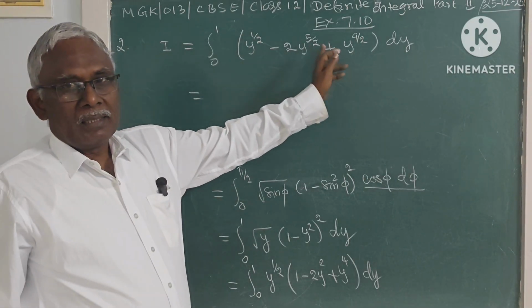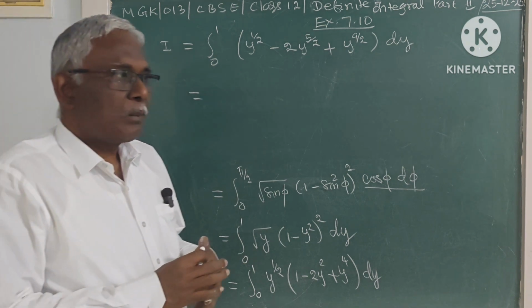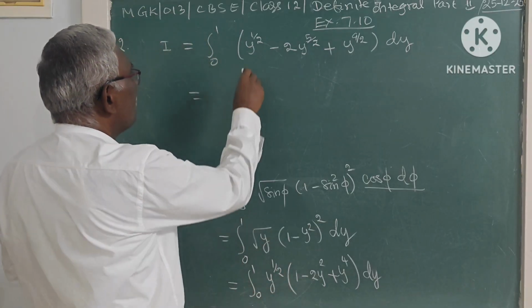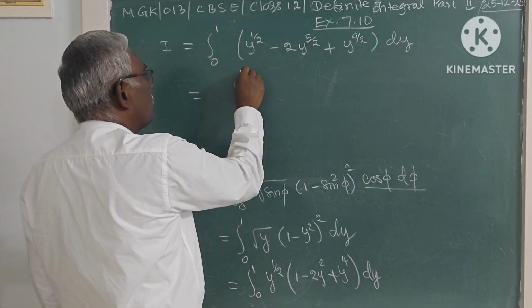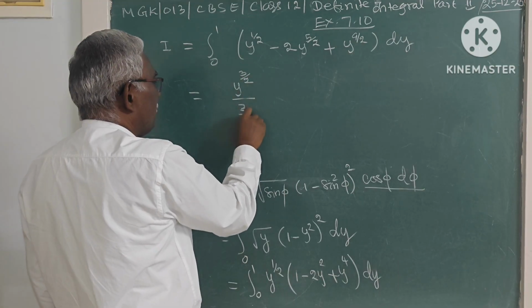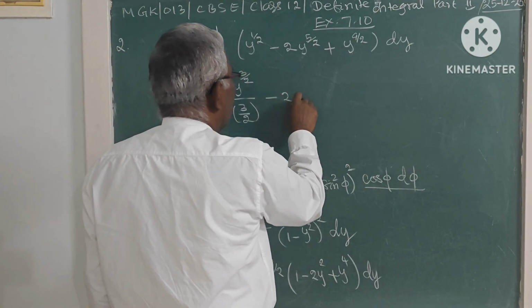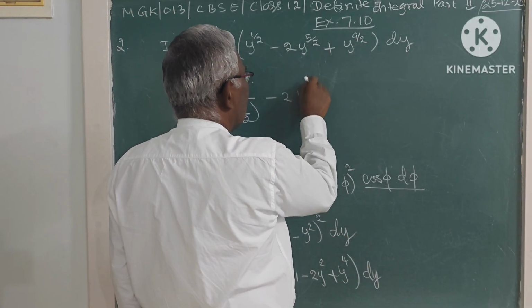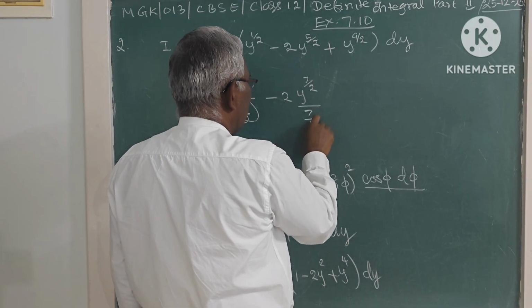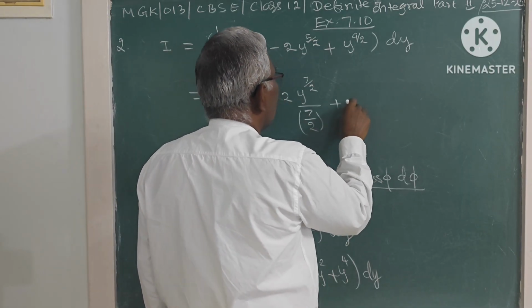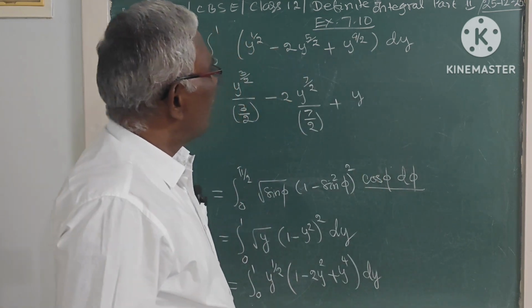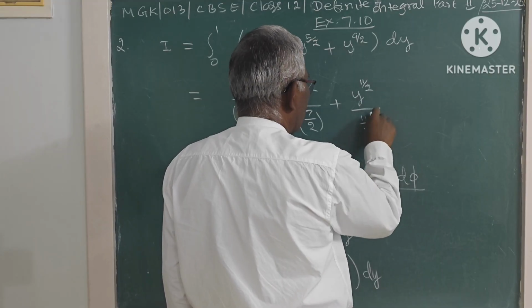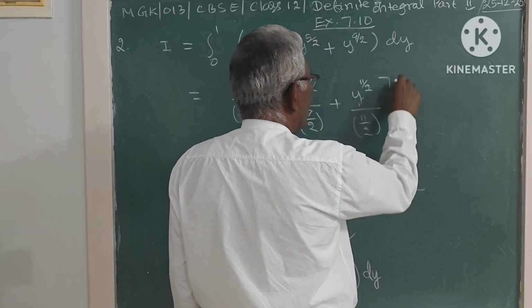So this is in the form of integral x power n dx. If we integrate x power n with respect to x, what will we get? X power n plus 1 by n plus 1. So this will be y power half plus 1, that is 3 by 2 by 3 by 2, minus 2 times y power 5 by 2 plus 1, so y power 7 by 2 by 7 by 2, plus y power 9 by 2 plus 1, 11 by 2 by 11 by 2, limit 0 to 1.